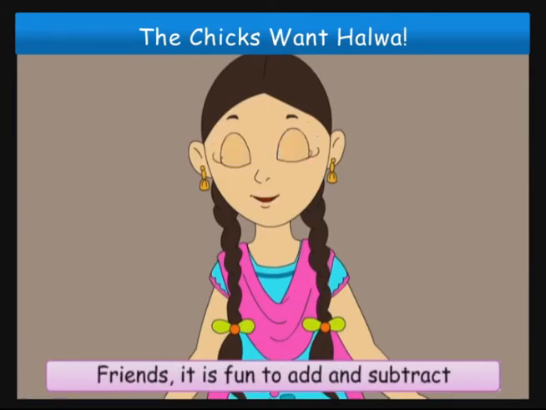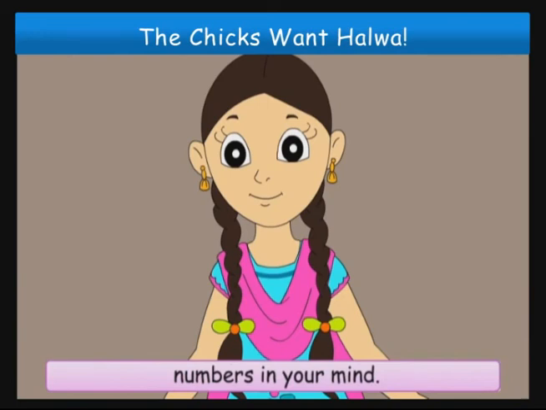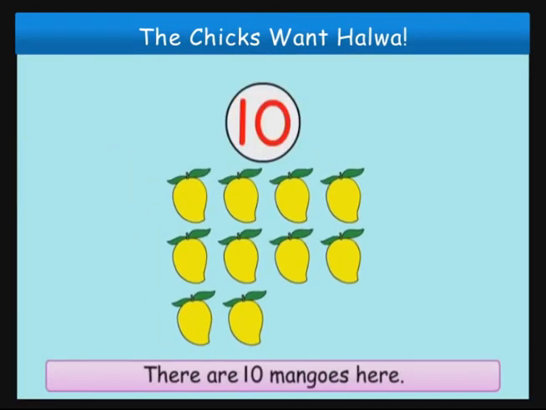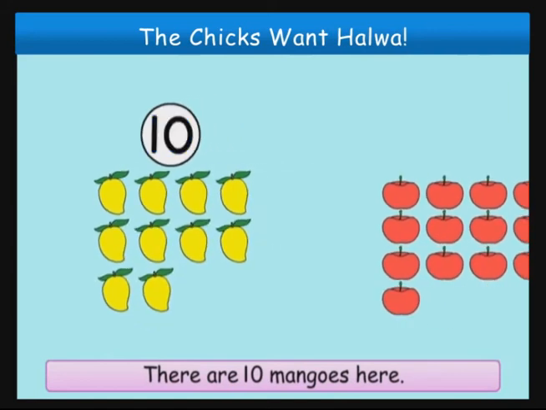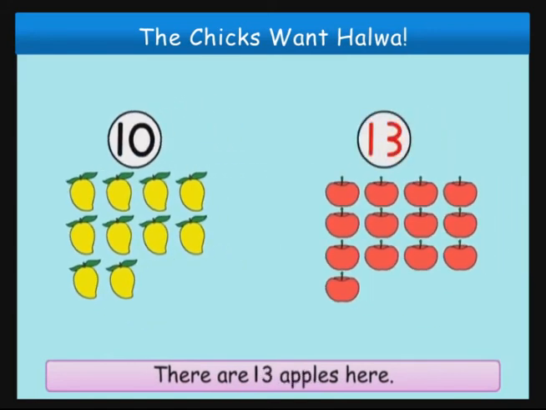Since it is fun to add and subtract numbers in your mind, will you do one with me? Let's start. There are 10 mangoes here. There are 13 apples here. Can you tell me how many fruits are there in all?